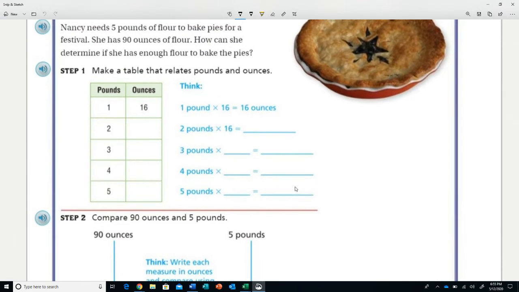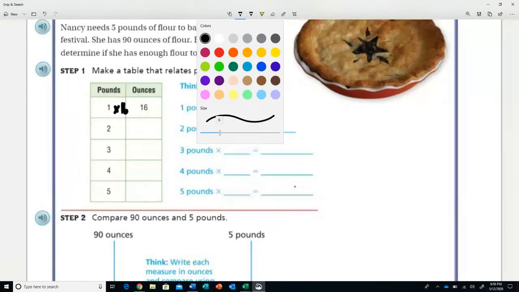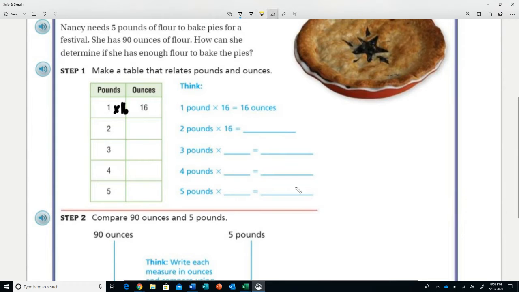All right, here we go. So this is literally 1 times 16. Oh, too thick, too thick. So 1 times 16 equals 16. And they have it nicely here in blue for you. So this is going to be 2 pounds times 16 to get ounces. 3 times 16 to get the ounces. This one's 48.